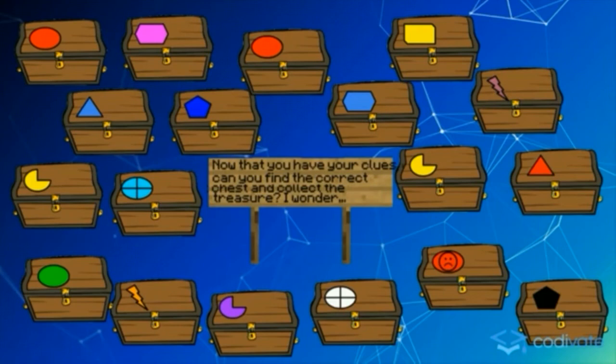So which one is the correct treasure? Can you find it? We have 3 words: red, circle, and sad. You guessed it, it is this treasure right over here. This treasure, it's red, it has a circle, and it has a sad face, which means this is a treasure that's unlocked.